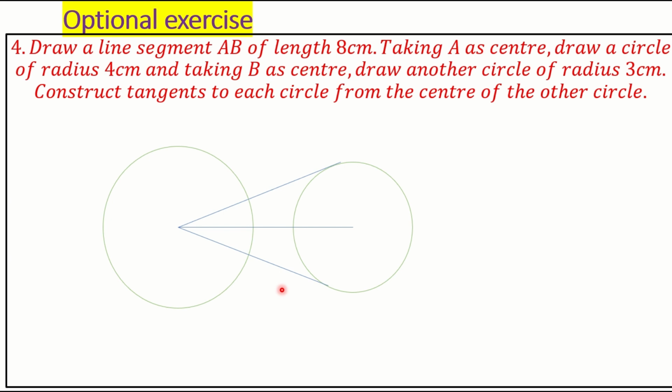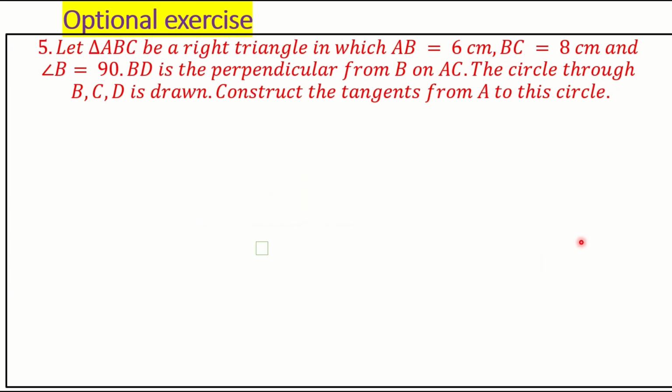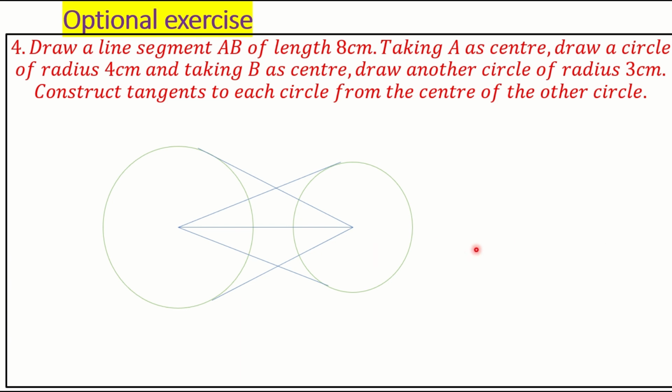And construct tangents from each one. You know how to do this. You take the midpoint of this one, draw a circle. It will cut at 2 points here, 2 points here. Those are the tangents basically. It will go through these 4 points. So that is how we will do. It looks like this. You can do it yourself.